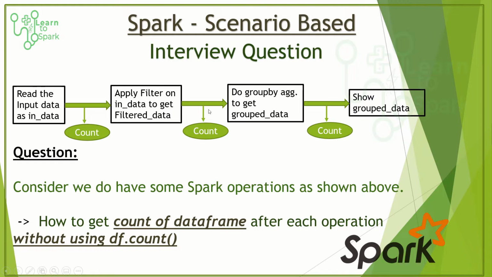So from here, our question is, we need to manipulate the count of the data frames that we get in each and every operation. After read, we need to get the count. After filter, we need to get the count. After group by, we need to get the count. And here the small twist is, we should not use df.count. We have to find some other method to calculate the count of each and every data frame after each and every operation.